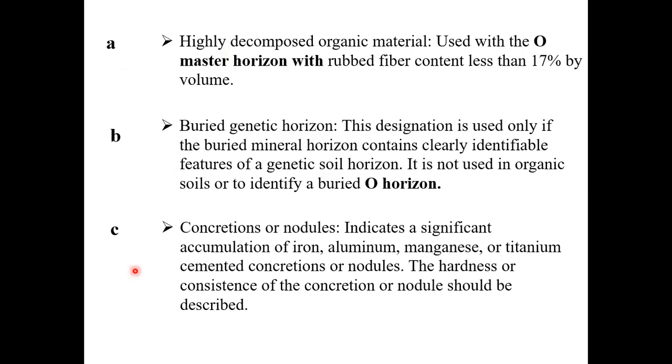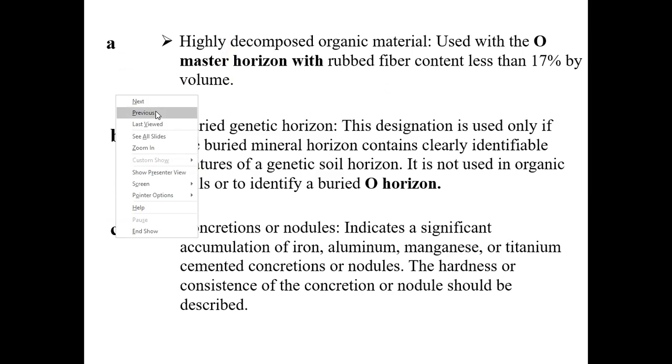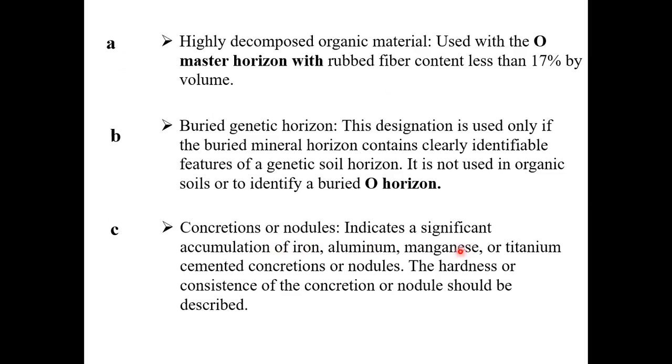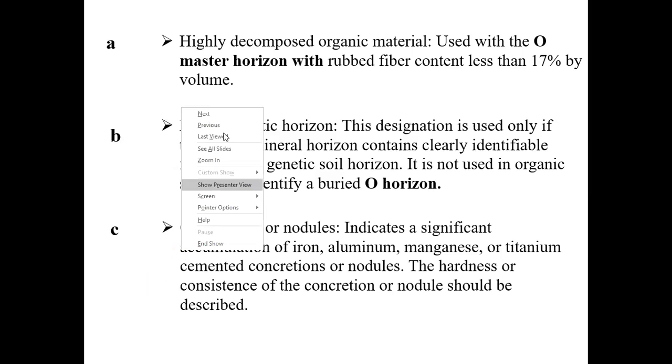c means concretion. So if you use small c, it is a subordinate designation. That indicates the accumulation of iron, aluminium, magnesium, titanium, cementation, concretions or nodules. The hardness or consistency of concretions or nodules should be described. So c means concretion or nodules. The concretions or nodules are nothing but accumulations, or they show the significance of iron, aluminium, magnesium, titanium, etc. So like that, we will give all those meanings.